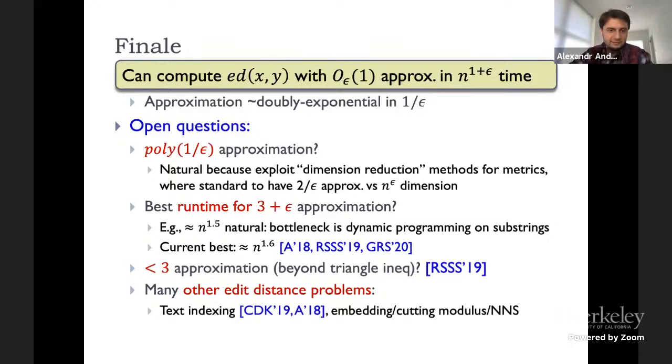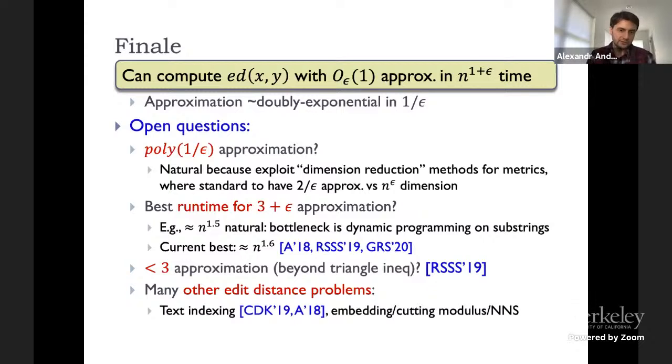And for you, is it text indexing or pattern matching? It's the same problem. It's the offline problem, right? You have a text of length 2n, you have a string of length n, and you need to compute the edit distance to each substring of the text.